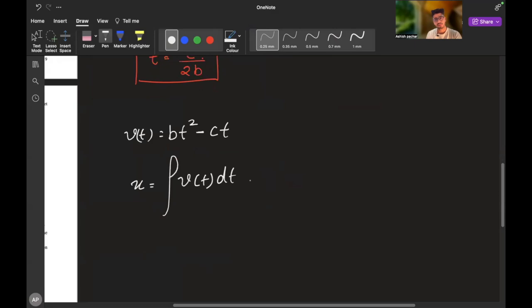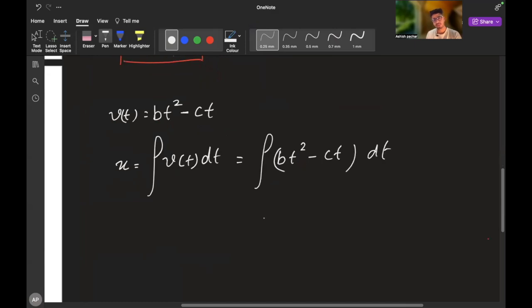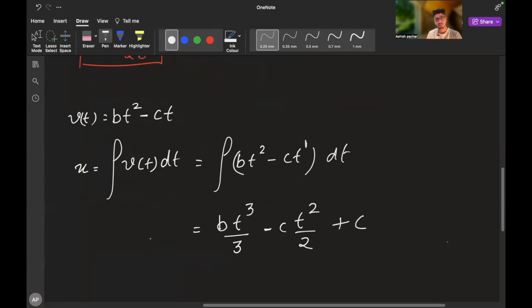So let's plug in bt² − ct and dt. Then b is a constant, and for t² we increase the power by 1 and divide by the new power. For minus c, t has power 1, so we increase it by 1, make it 2, divide by 2, and add a constant. That is x, the position, basically the position time graph.